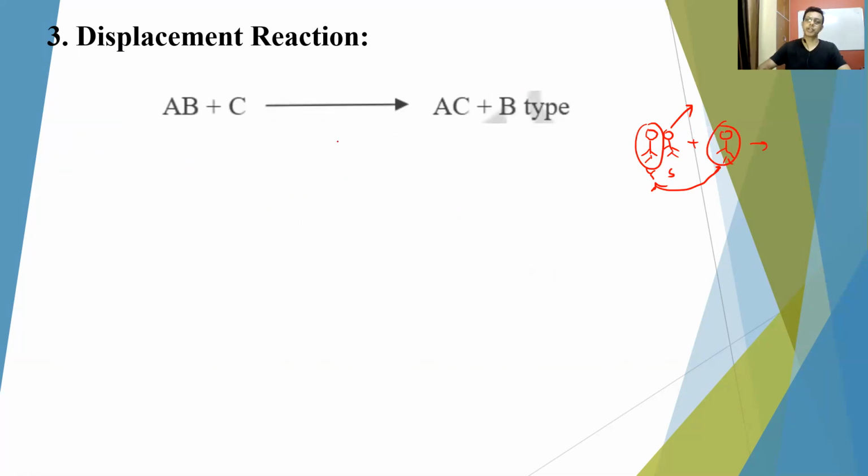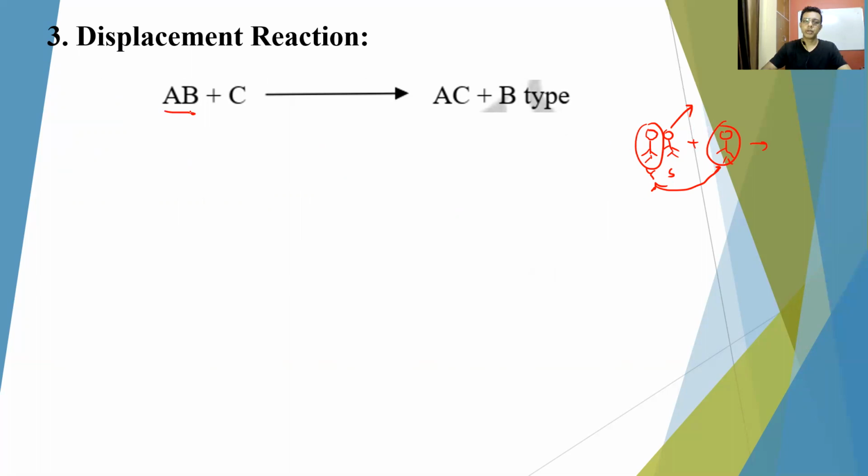So similarly, in a chemical reaction, if you have a compound AB in aqueous solution, and to this AB, another element C in a solid state is allowed to react, the C will displace B and produce AC, and this B is displaced like your so-called friend. So this type of reaction is called displacement. But for this displacement to occur, this element C should be more reactive than B. So we can define a displacement reaction as a reaction where a more reactive element displaces a less reactive element from its solution.